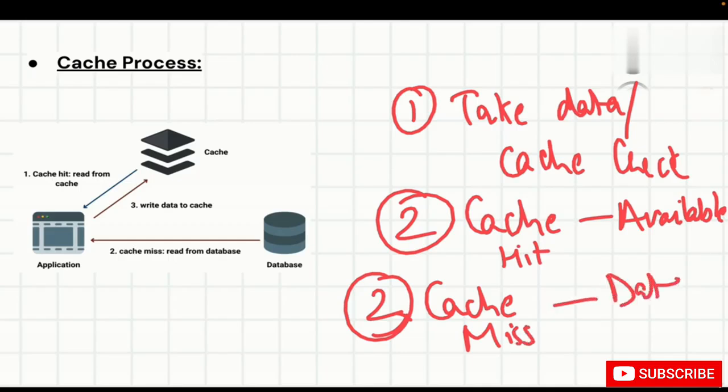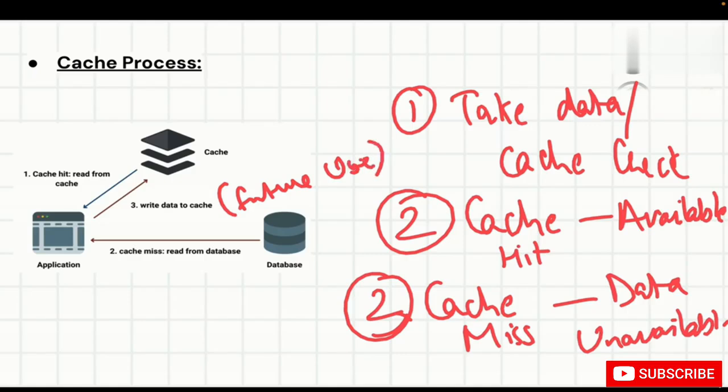The data is not available, so the application reads the data from the database and then writes it to the cache for future use. This is so that if someone queries the same kind of data, it can be provided from the cache in order to give faster processing. This is the general process of caching, and one should understand how the cache process works.